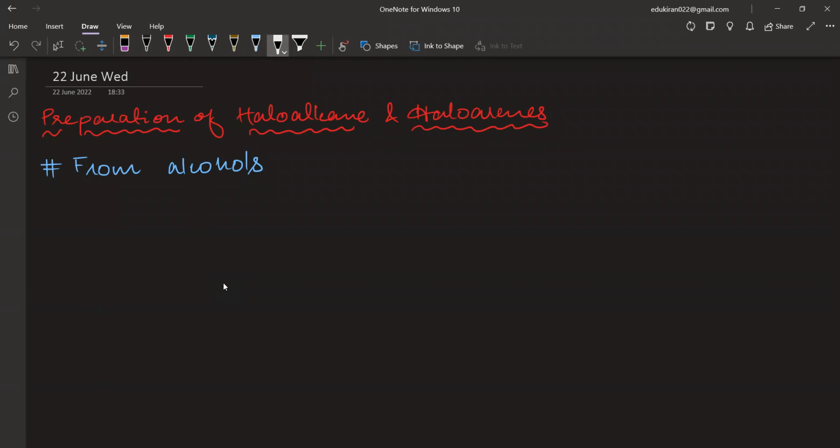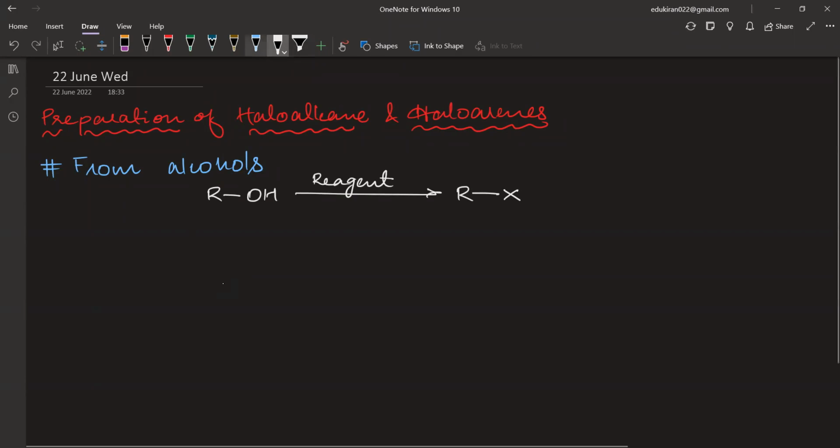You will be having alcohol, ROH. There will be some reagent. And then you will be getting some alkyl halide, RX. So this will be the general scheme of reaction.